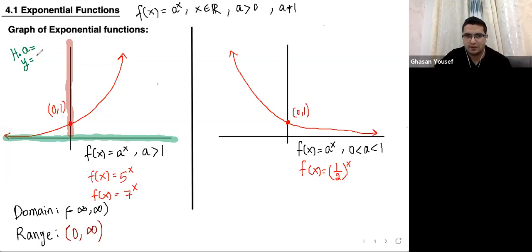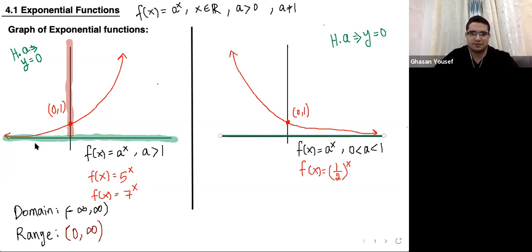Y equal 0. Yes, y equals 0. The same thing here. The horizontal asymptote is the same, y equal 0. Why? Because we're looking for the line such that, look, this is my horizontal line. The curve will be close to this line, but they will not touch it at all. This is my line. Okay?